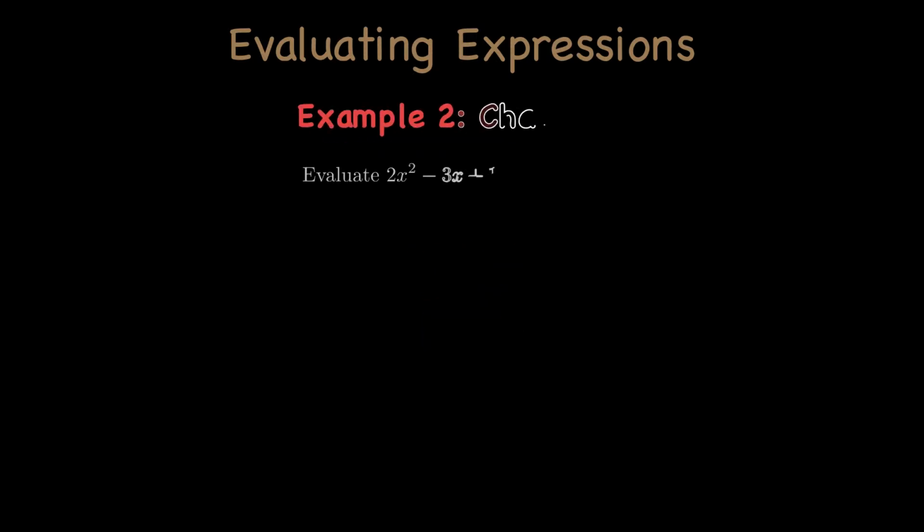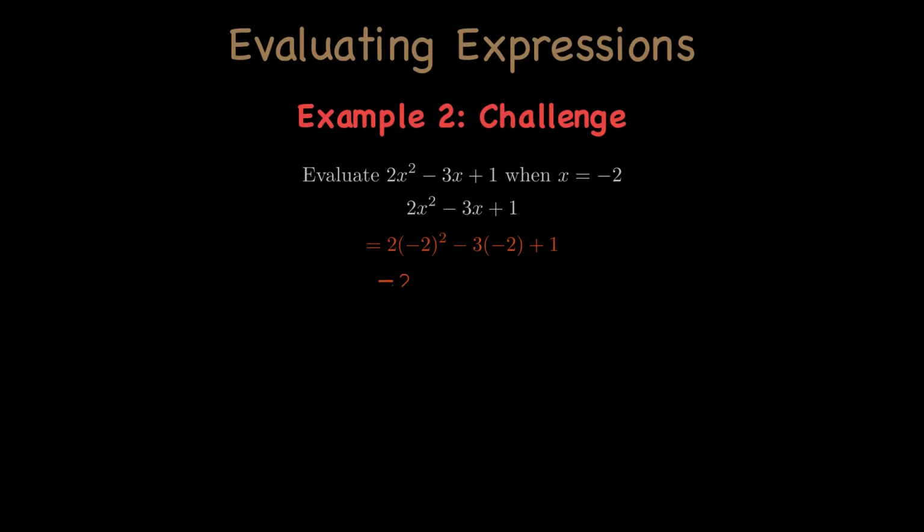Now let's try a harder one. Evaluate 2x squared minus 3x plus 1 when x equals negative 2. This has a power and a negative number. Can you think through it? Let's solve it together. First, substitute x equals negative 2 everywhere. We get 2 times negative 2 squared minus 3 times negative 2 plus 1. Be careful with the square. Negative 2 squared equals positive 4. So we have 2 times 4 minus 3 times negative 2 plus 1.